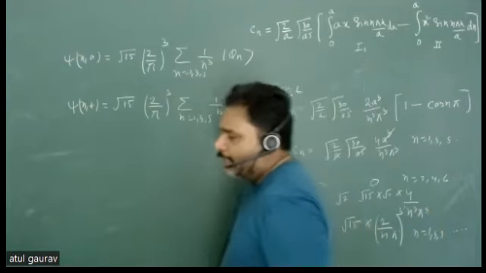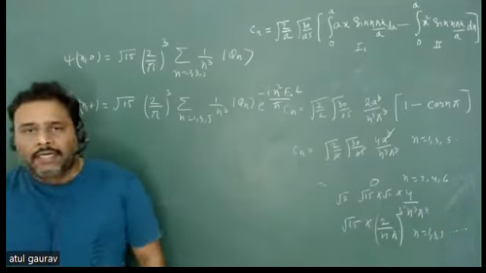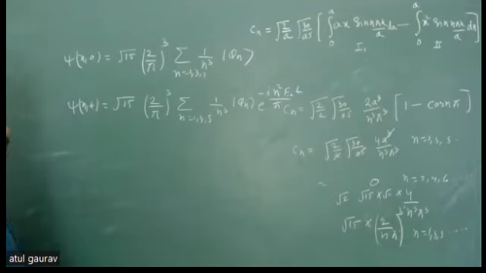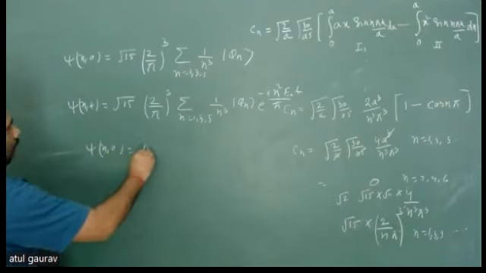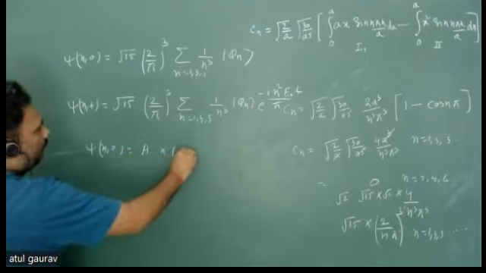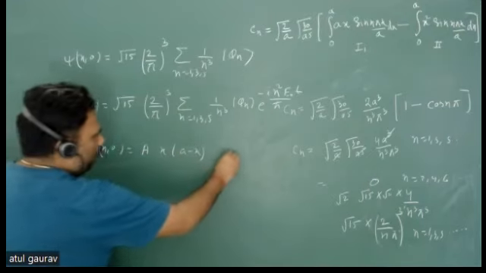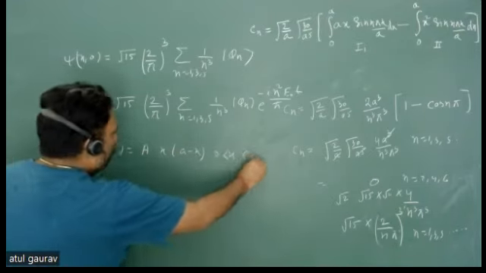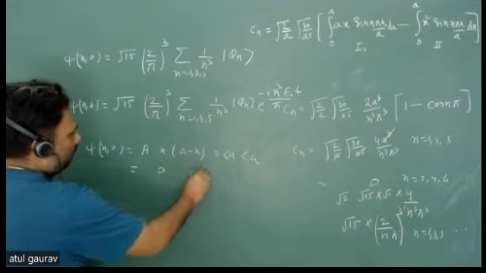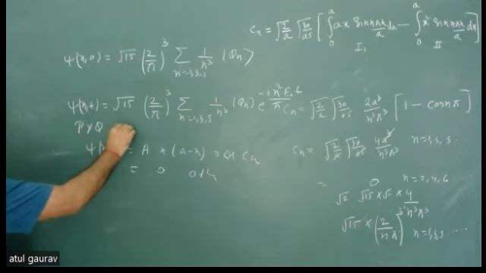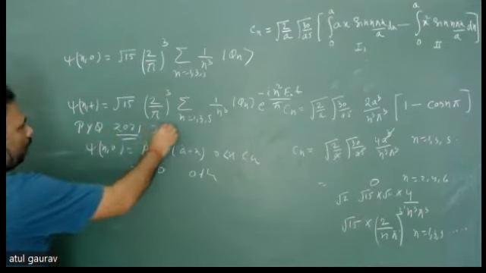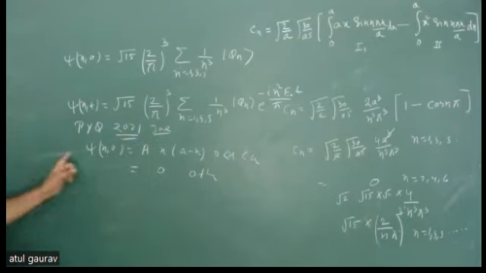The next part will be asked in your examination. In the examination, they have given that psi x0 is something like A x (a minus x) if x is between 0 to a, and 0 otherwise. This is your PYQ, previous year question 2021. I am discussing the 2021 June exam, and this is from Part A. So this is your given.